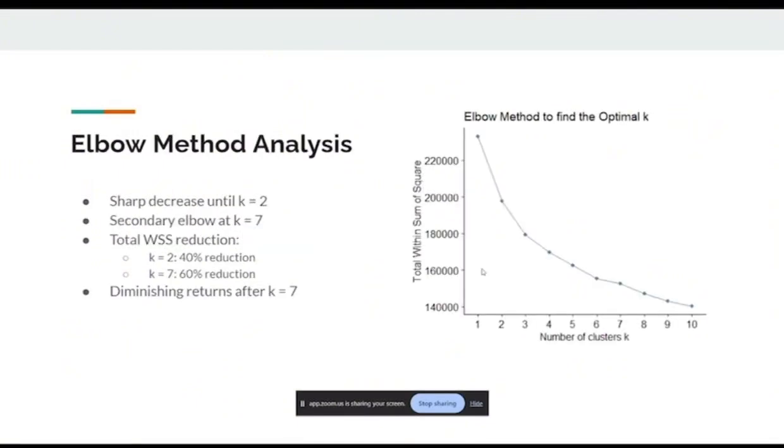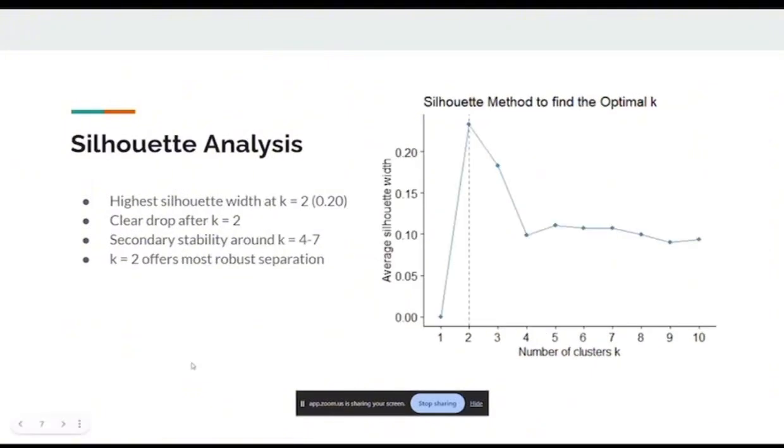We'll show you the elbow method. Here's what we found. This one is a bit harder to find the optimal number of clusters, but we saw a bigger reduction in 7 and 8, more than anything else. So we decided to go with 7 clusters for the elbow method to try out. And then the silhouette method, you can see an obvious separation at k equals 2. So from both of these, we're going to try out 2 clusters and 7 clusters.